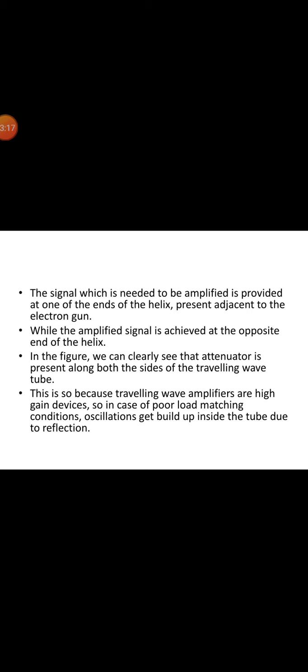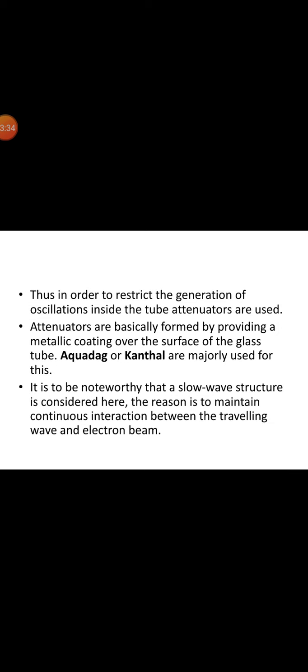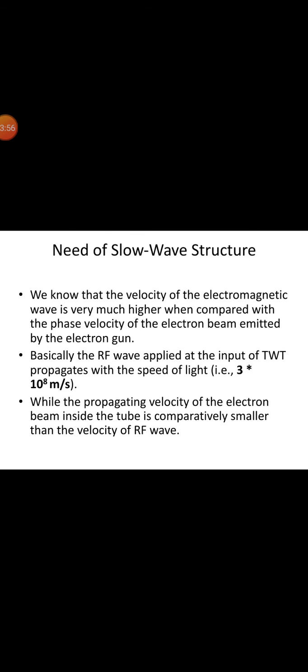In the figure, we can clearly see the attenuator present along the traveling wave tube. This is because traveling wave amplifiers are high gain devices. In case of poor load matching conditions, oscillations get built up inside the tube due to reflections. Thus, in order to restrict the generation of oscillations inside the tube, attenuators are used. Attenuators are basically formed by providing a metallic coating over the surface of the glass tube. Aquadag and Kanthal are majorly used for this. It is noteworthy that a slow wave structure is considered here. The reason is to maintain continuous interaction between the traveling wave and electron beam.